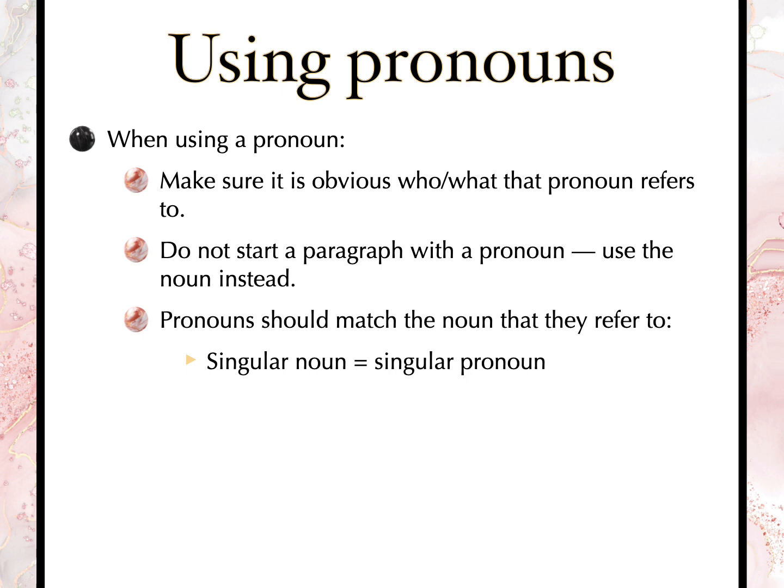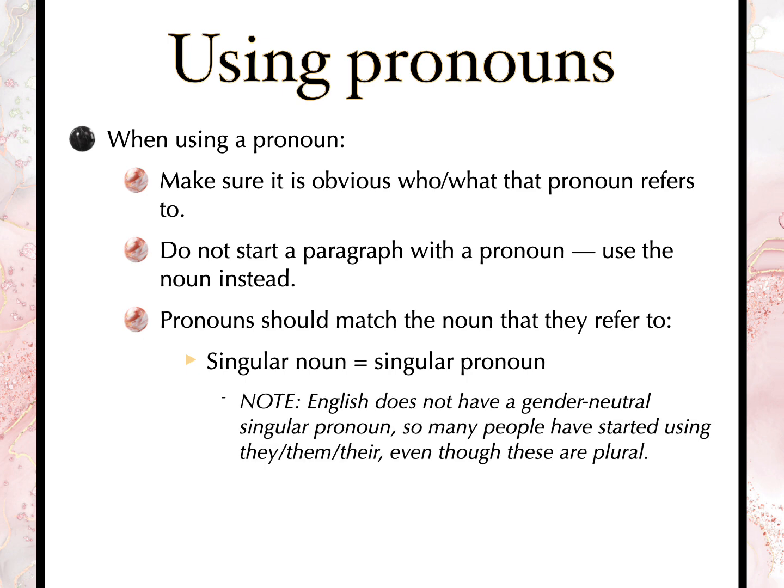But the English language has a little problem. The English language doesn't have a gender-neutral pronoun that's singular. Some languages do, English doesn't. So many people have started using they, them, or their as a gender-neutral singular pronoun, even though those are plural pronouns. So technically that's grammatically incorrect, but it's becoming so common, and because we don't have a gender-neutral pronoun that we can use, it's getting more and more accepted.